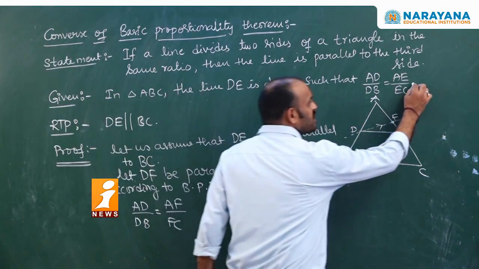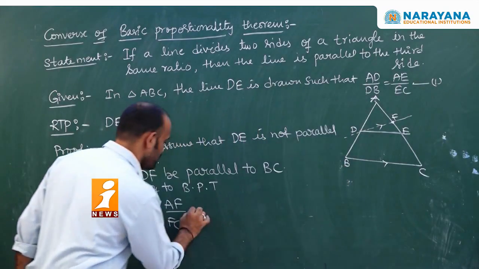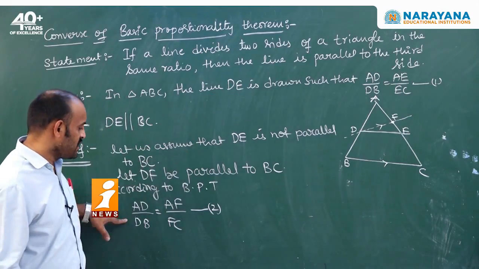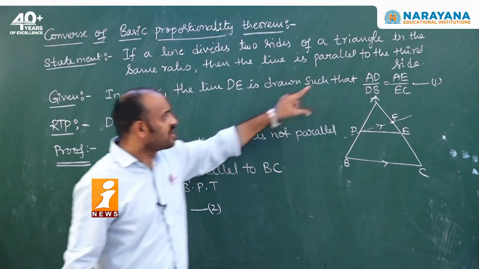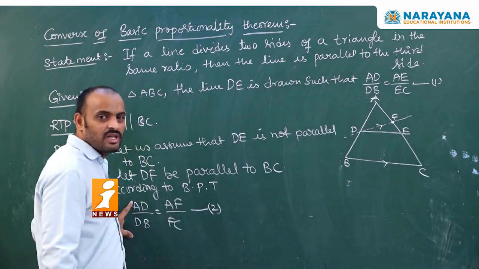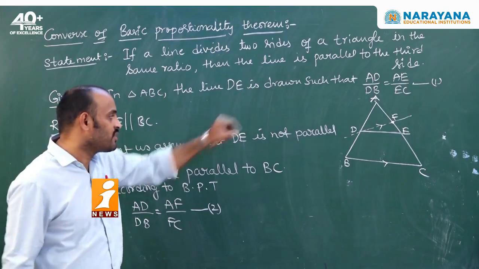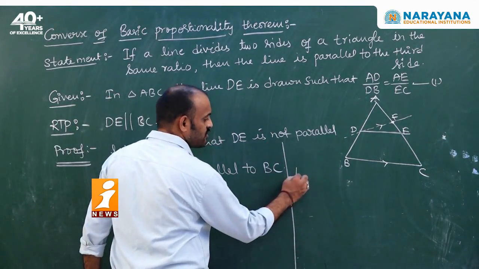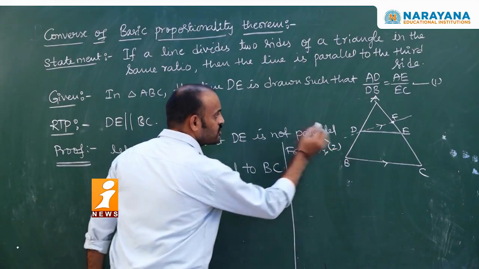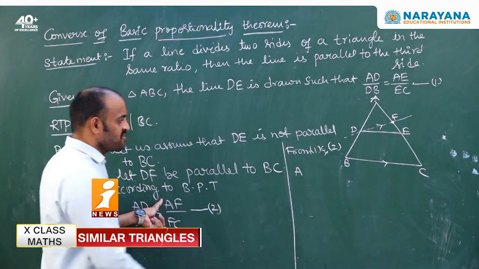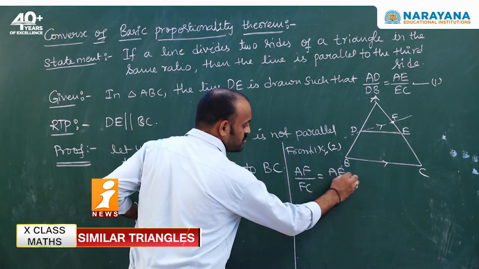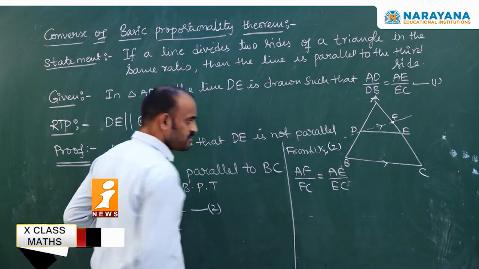Already we have one statement and one more statement here. See that in both the statements, their left hand side parts are equal. Here I have AD by DB, here also I have AD by DB. That means once the left hand side parts are equal, their right hand side parts should be equal. That's why, from 1 and 2, AF by FC is equal to AE by AC.